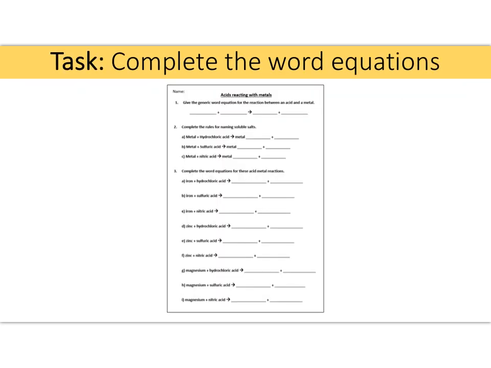If you haven't done this already, and I know a number of you have, but some of you did miss the lessons, in your reactions of acids booklet, which you either already have or which you can download from my classroom post, I want you to find the sheet. Unfortunately, it's not quite in the right place. There's a sheet that says acids reacting with metals, and the first thing they want you to do is to give the generic word equation for the reaction between an acid and a metal. What that means is you need to give that MASH equation. And I will post the answers in a short while.